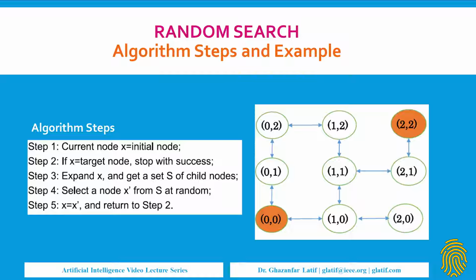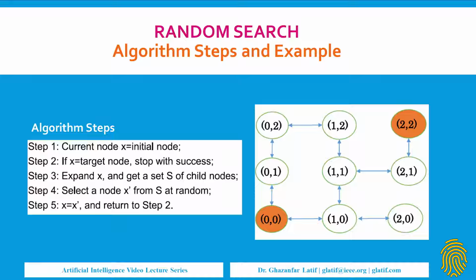So s is a second variable. Now step number 4: select a node x prime from s at random. Whatever values we have in the s array or s variable, we will select one node randomly and store it in a variable x prime. So this is the third variable we involve in this algorithm: the x variable, the s array, and the x prime variable. We selected a random node from s and stored it in x prime.